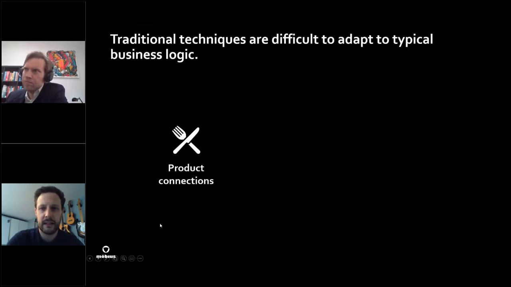Secondly, what traditional techniques also typically lack is the ability to incorporate specific business and product knowledge. The closer you are to the customer, and that's by nature in a field inventory situation, the closer you are to the customer, the more specific logic applies to managing and planning your stock. I'll give you 3 examples. One is around product connections.